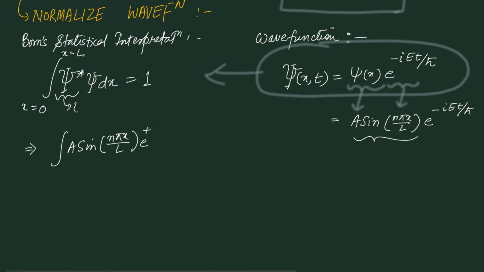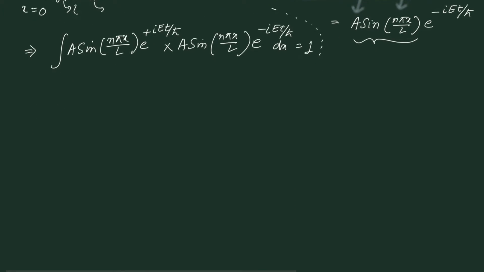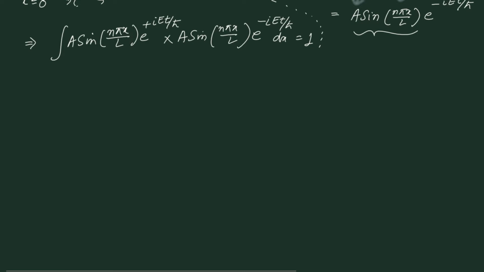So here I will have plus iota Et upon h cross, and then I have a multiplied by sine n pi x upon L. This is just the wave function, which is e to the power minus iota Et upon h cross, dx is equal to 1. So now this becomes a problem where I need to solve this integral.